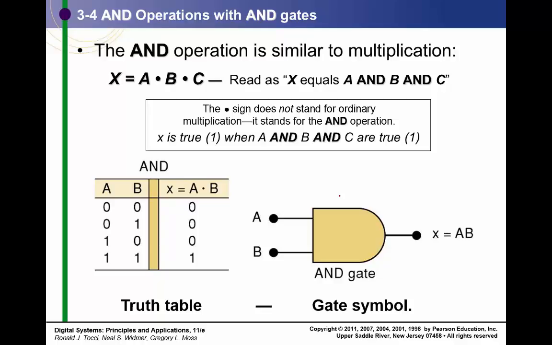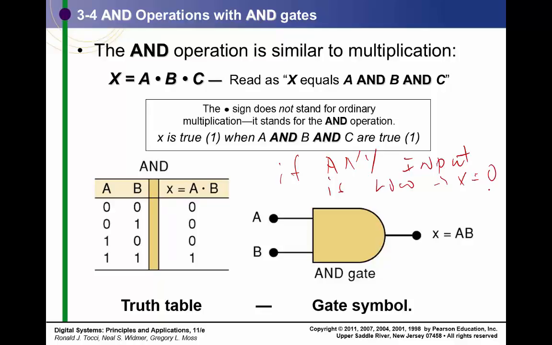AND is similar to multiplication, and it's written as A and B and C. In this particular case, if any of the inputs are low, then the output is going to be low. All inputs have to be high. Now, I just said something very important: if any input is low, X is low.